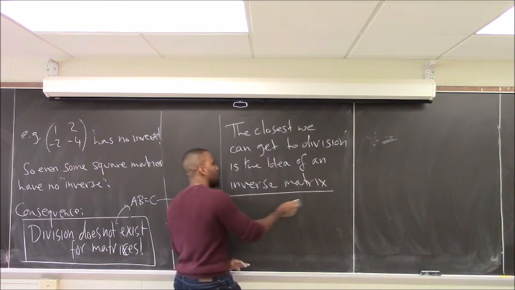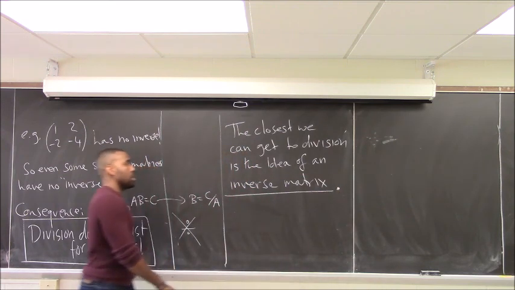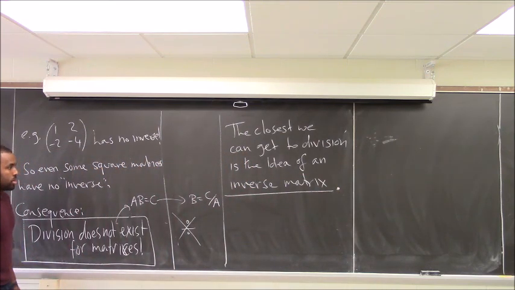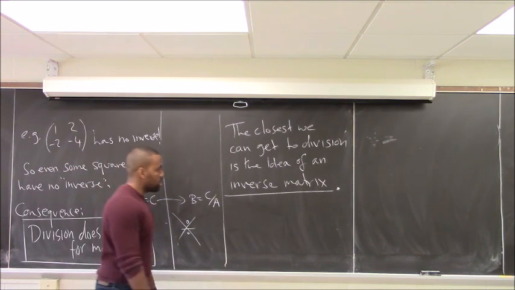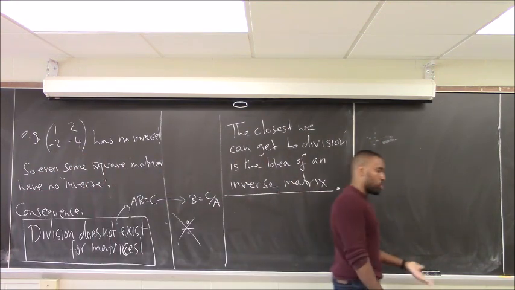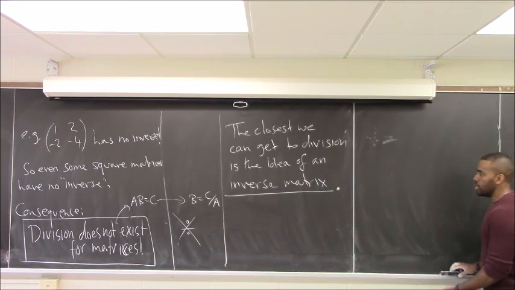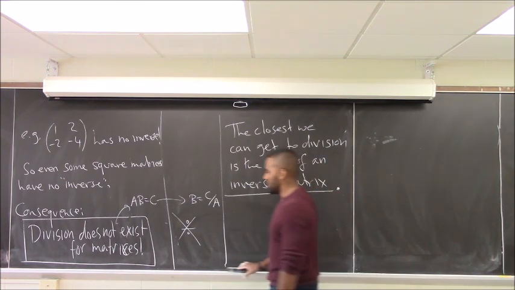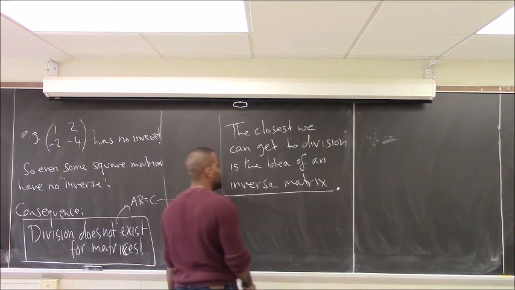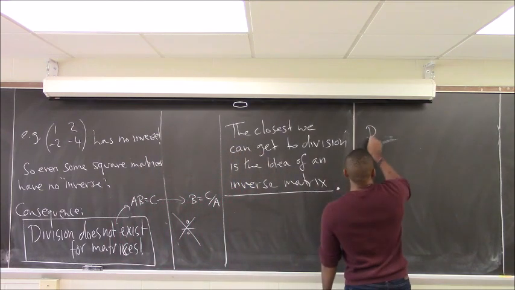And there is the concept of an inverse matrix, and not all matrices have them. You have to be square, and you have to be a special kind of square matrix to have one. So it's a very exclusive club of matrices that have this actual property. So let me actually tell you what the property is, the definition.